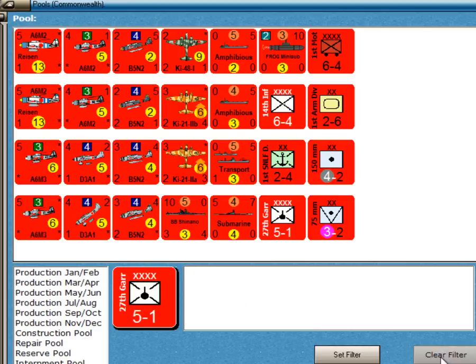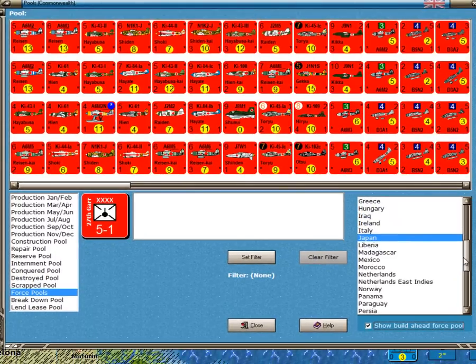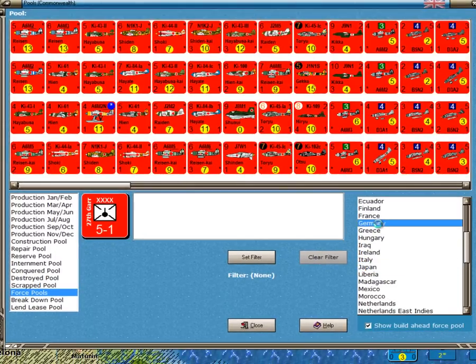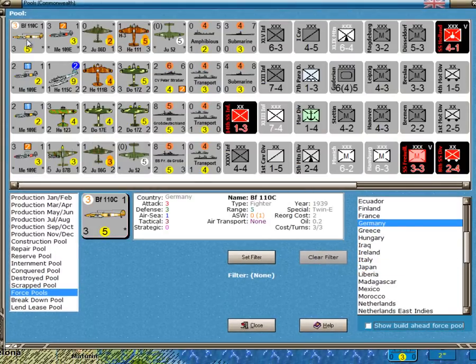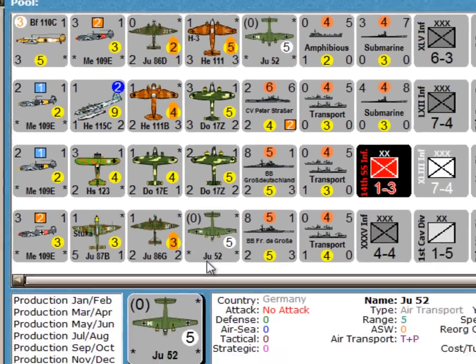If I clear the filter and then go out and look at, for instance, Germany. Germany has a lot of units currently available for production. Of all the air units they have available, the most interesting is the Stuka with a tactical of 5, and the air transports, which are capable of carrying paratroopers.